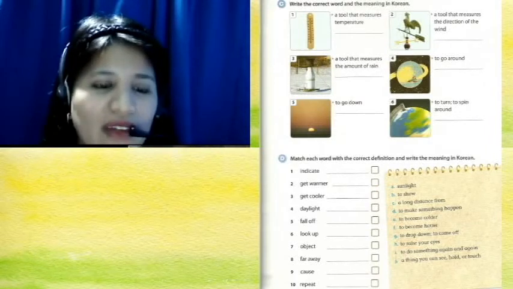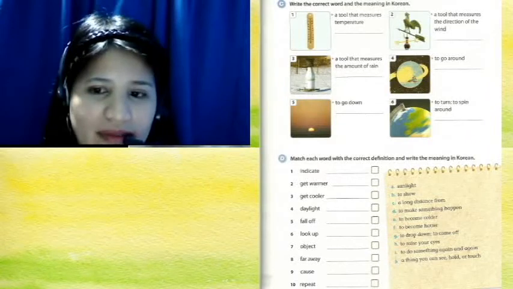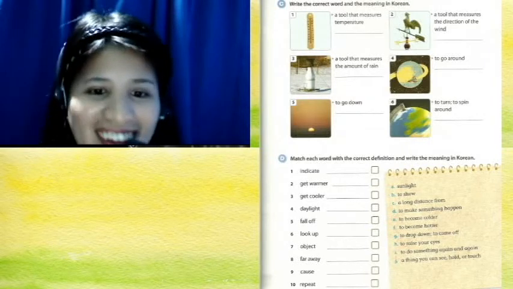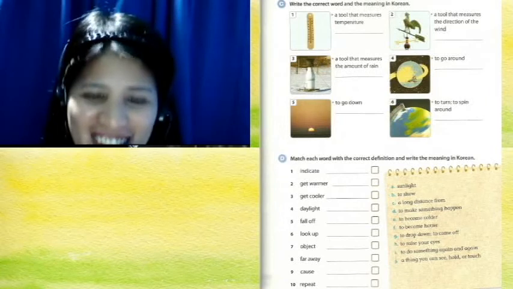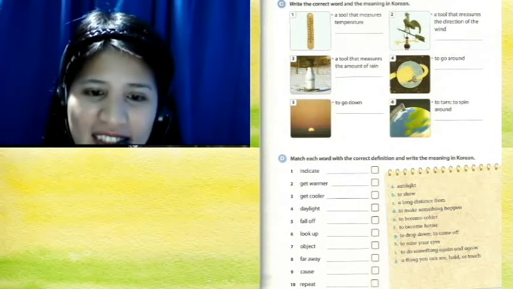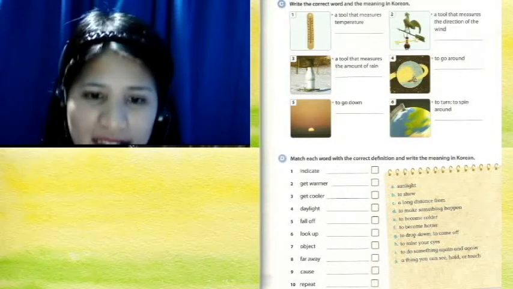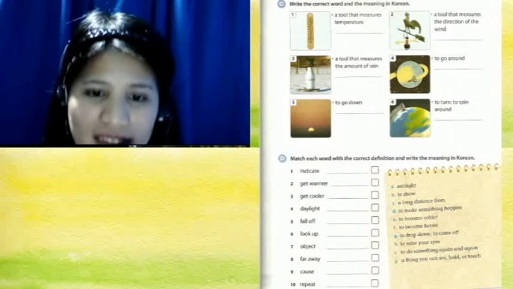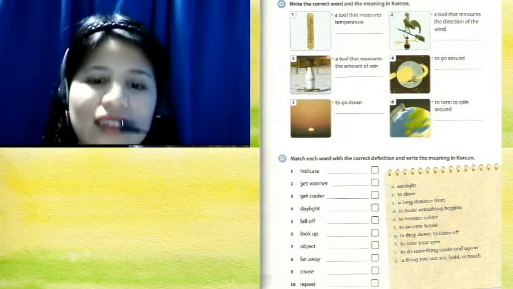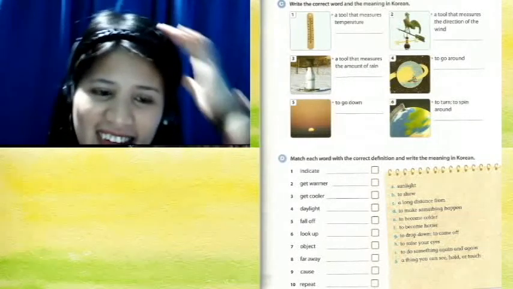How about number five, fall off? Do you know the meaning? G. Can you read letter G for me? To drop down. To come off. Yeah, very nice.